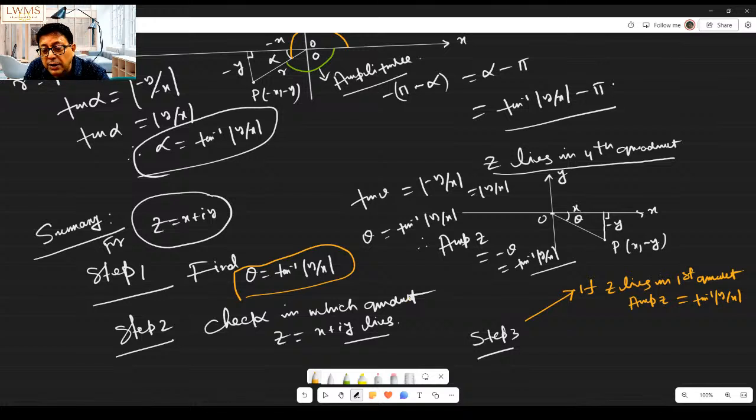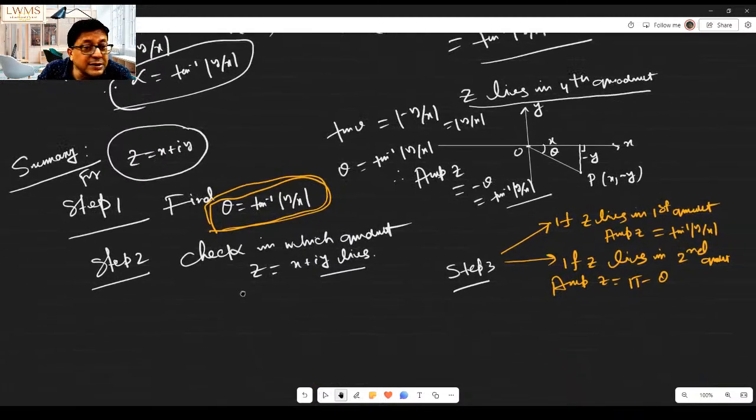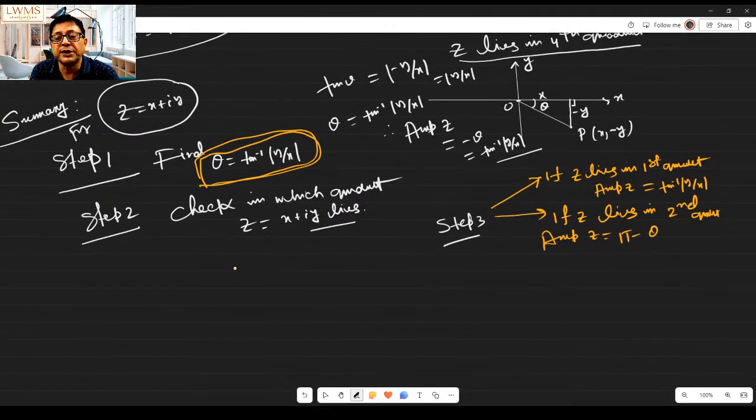Then case 2, if z lies in the second quadrant, then amp z is what? Pi minus theta. Theta you always find by this method. Without hesitation, in the very first step, find theta by using this relation. Clear? Then you are remembering these cases only. Derivation you don't have to do in the exam. Just apply it.